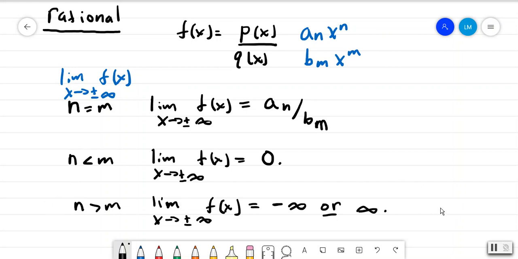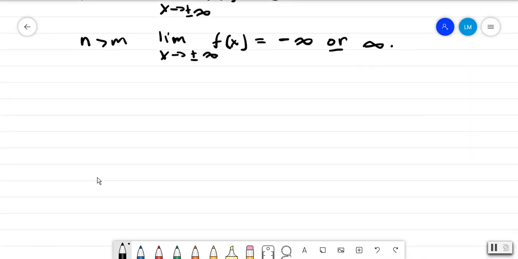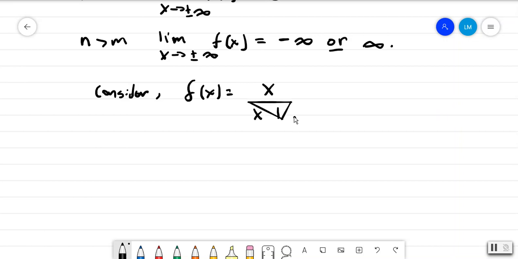So I can do an example where I just say, consider f of x is equal to x divided by x squared plus 1. If I take the limit as x approaches infinity for x over x squared plus 1, I know that, because it's bottom heavy, the degree is 2 on the bottom and 1 on top, the limit is going to be 0.